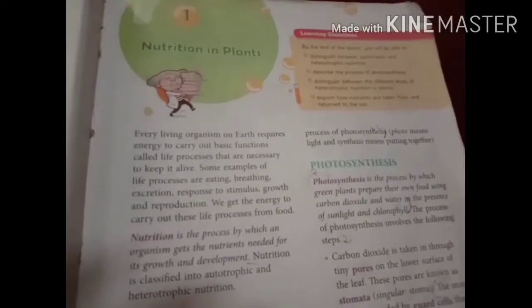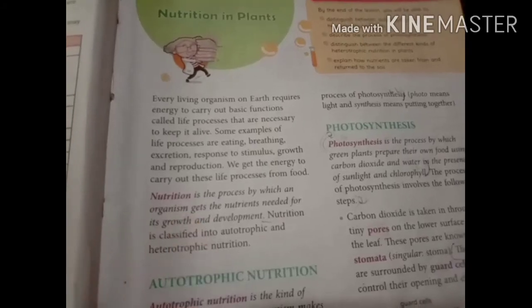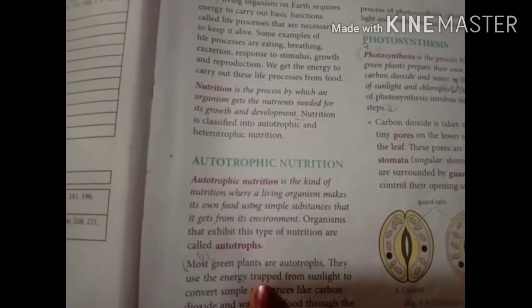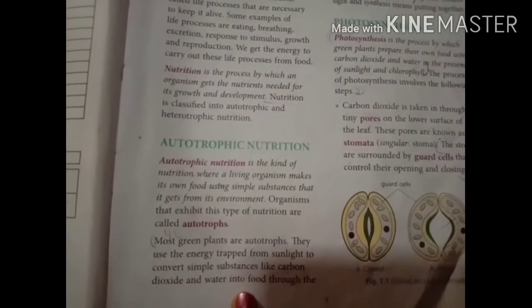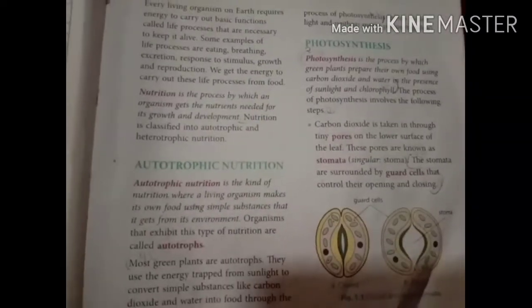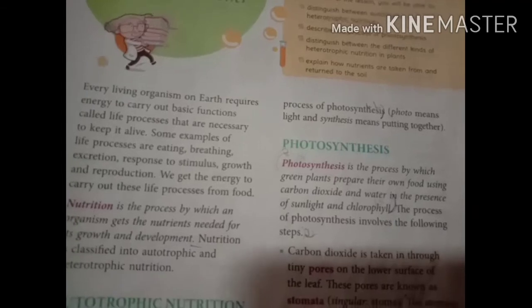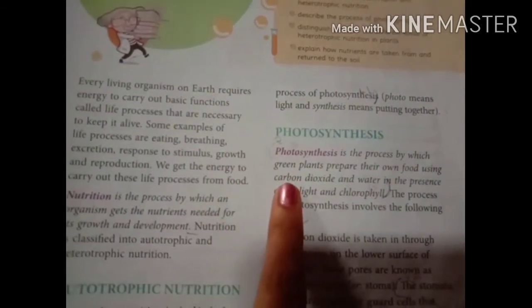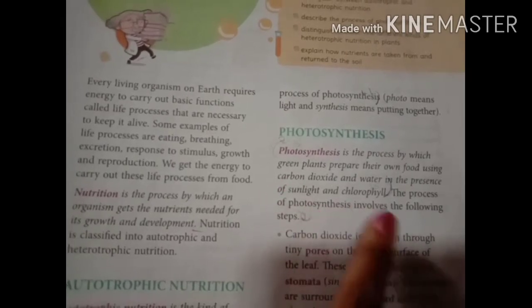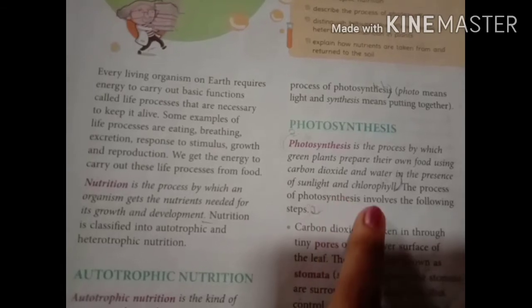In the first chapter, nutrition in plants, you should learn what is nutrition, the meaning of nutrition, then what is autotrophic nutrition, how autotrophs prepare their own food, who are autotrophs. What do you call that process of preparing their own food? That is the photosynthesis process. They prepare their own food using carbon dioxide, water and in the presence of sunlight and chlorophyll.